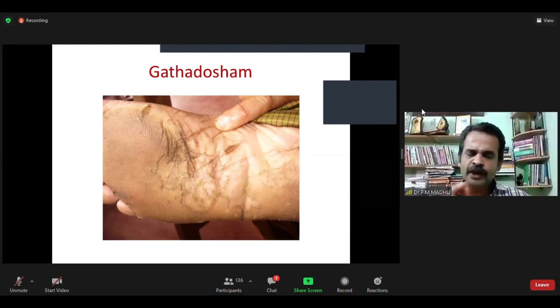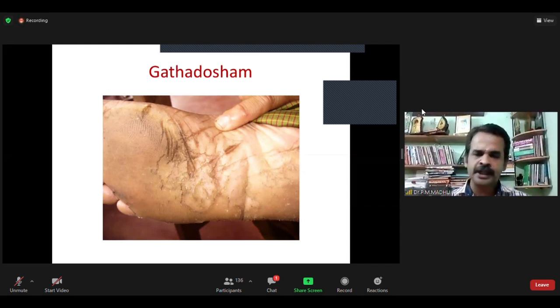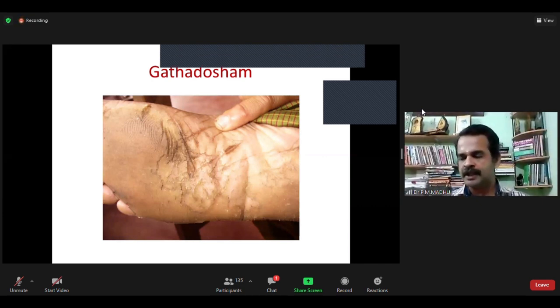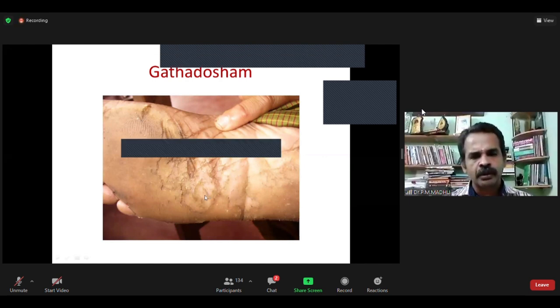Then the Sroto Vaigunyakara Nidanas may be contact with some type of irritant factors. Irritant factors means some mud factor. Mud will be there, some dust will be there. They are creating a triggering factor, and that causes the Vaigunya at the level of plantar region.